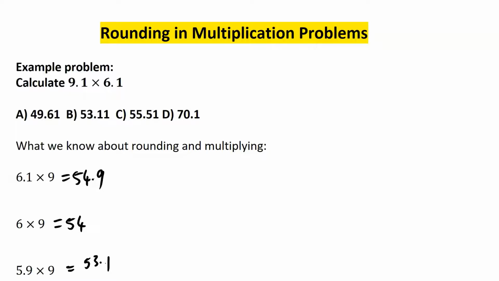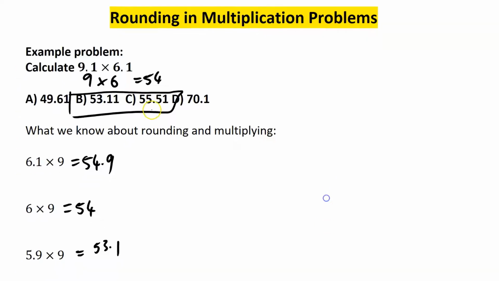In this example problem, 9.1 times 6.1 is approximately 9 times 6, so I'm expecting 54. I've got options here to choose from. The two things I'm multiplying are both above 9 and 6, so my result should be above 54. So I choose option C, and just quickly move on to the next question.